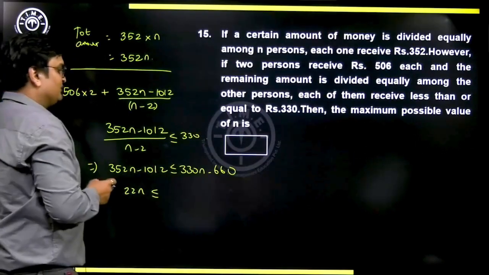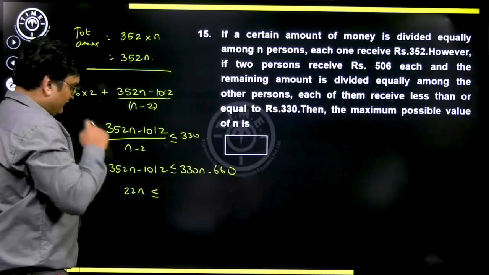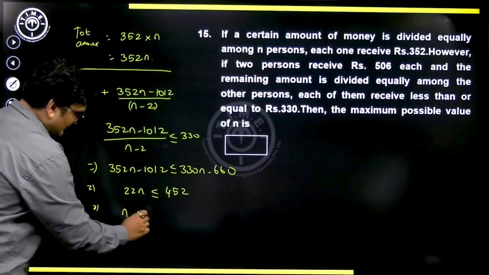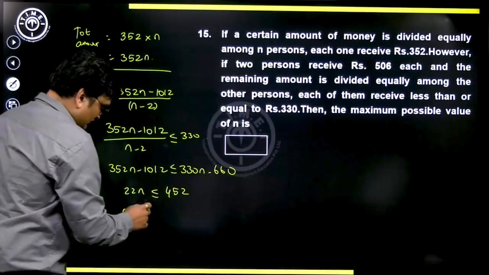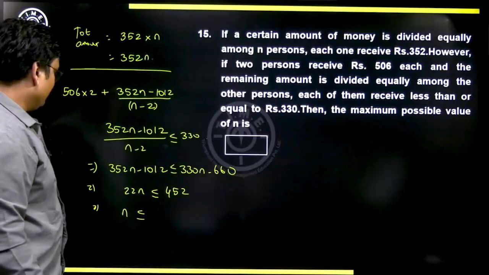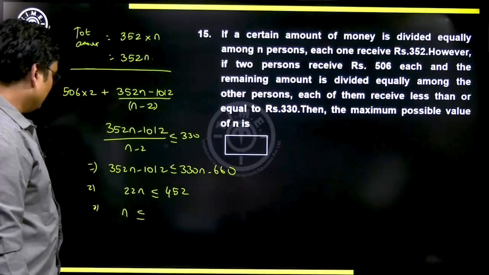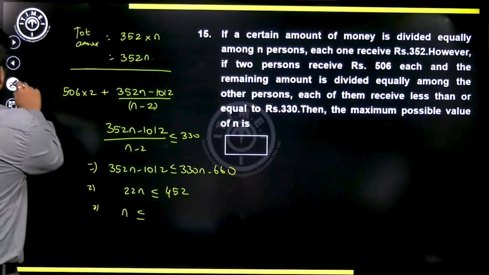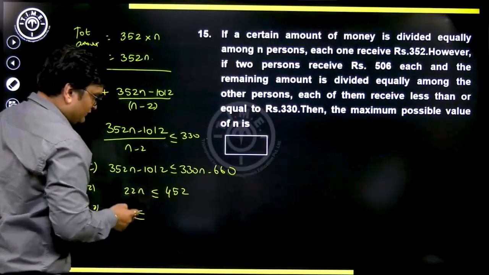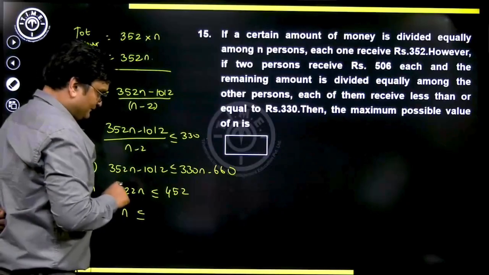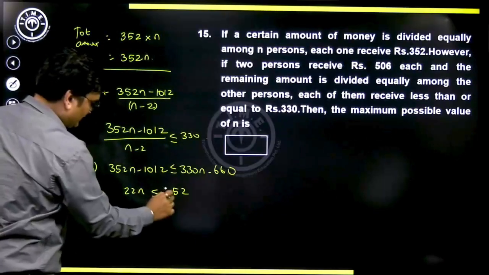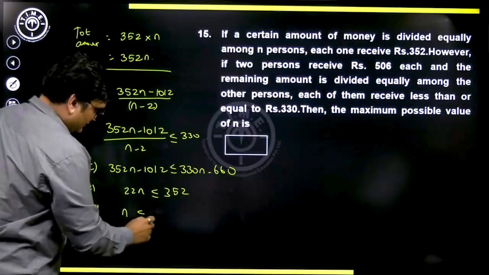1012 goes on the other side, will become what? 452. So that means n will be less than or equal to what? 440. One second, I think we got it wrong somewhere. I am sorry, a mistake here. One second. When 1012 goes on the other side, it will become what? 352. Sorry, not 452, 352. So it will be what? 352 by 22.